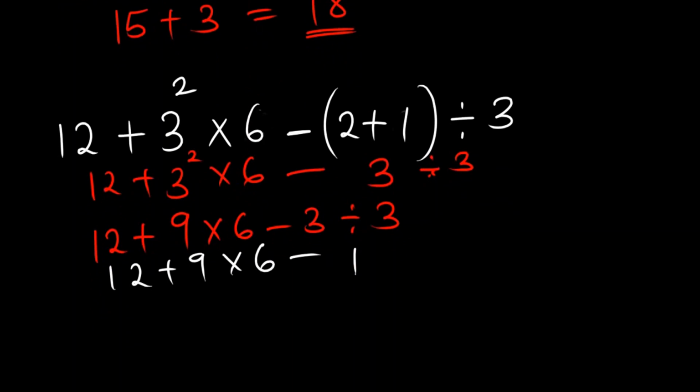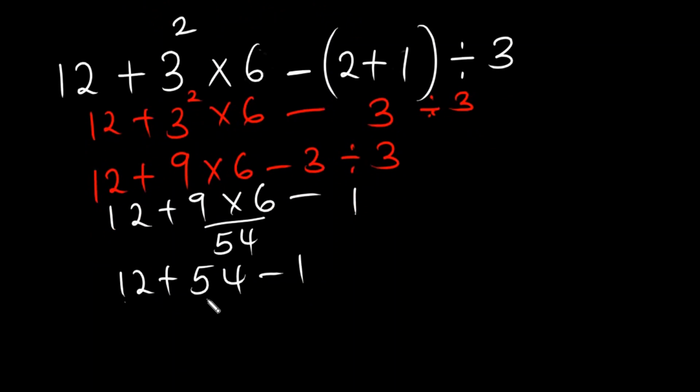Then we have to do the multiplication. We now have 9 times 6. 9 times 6 is 54. So we can replace that operation with 54. So the new operation is going to be 12 plus 54 take away 1. And now we just need to add 12 plus 54, which is just 66, and then we take away 1, and that means the answer is going to be 65.